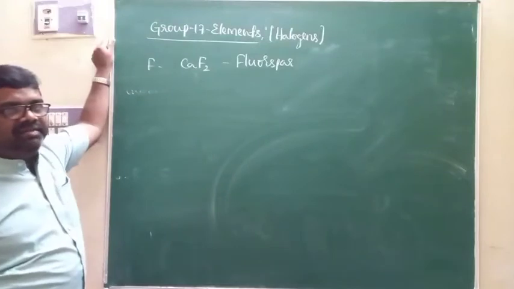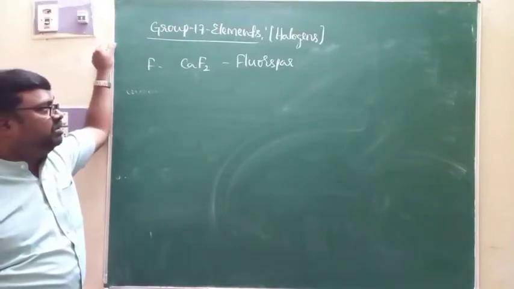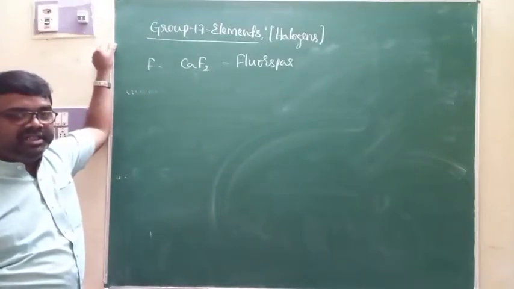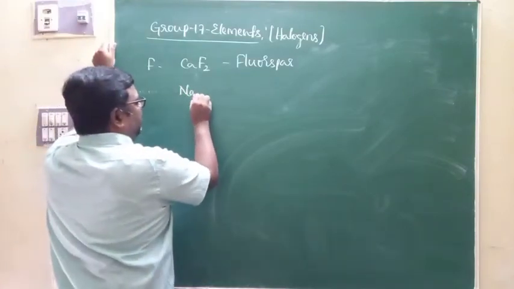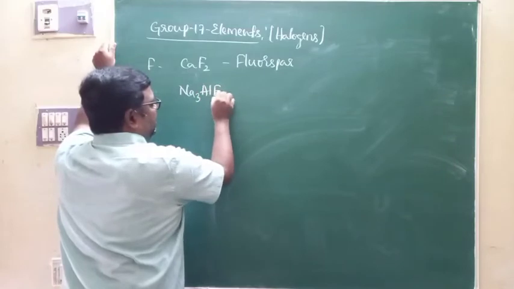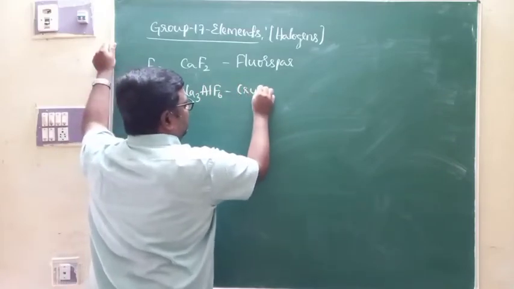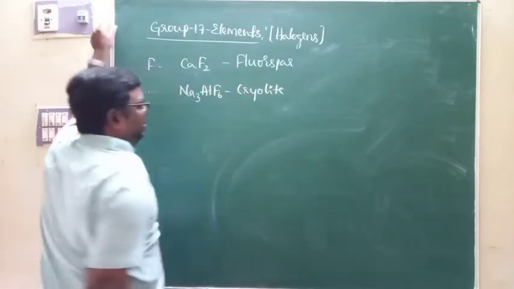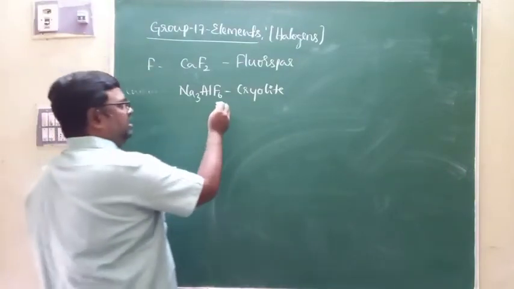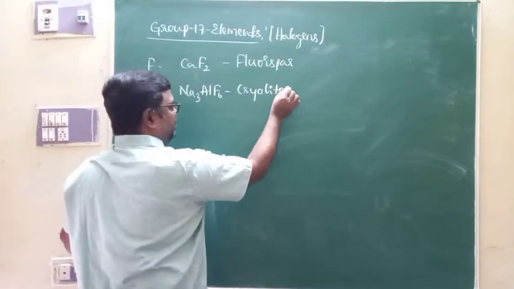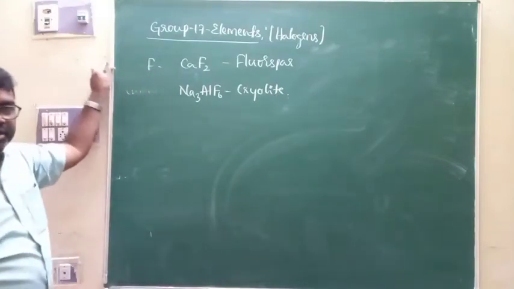It is one of the minerals of calcium, in the form of calcium fluoride. Apart from that, we have Na3AlF6, and of course we call it cryolite. It is one of the minerals of aluminium. You use this cryolite in the extraction of aluminium, is it not?